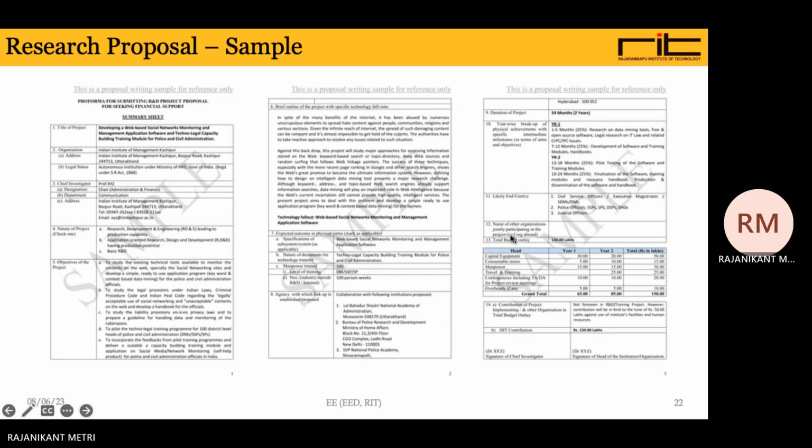Then next, the total budget. Here you can see 150 lakhs. How that 150 lakhs is divided: 65 lakhs in the first year and 85 lakhs in the second year, and what the components of each budget head are, are given here. So this is one thing.